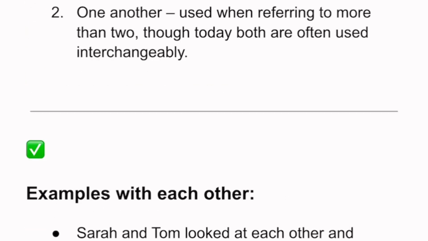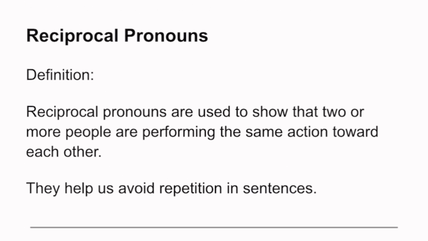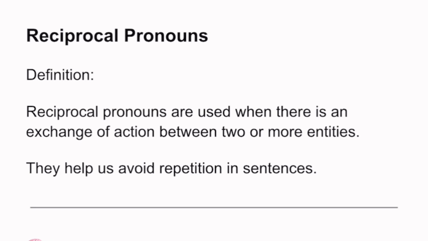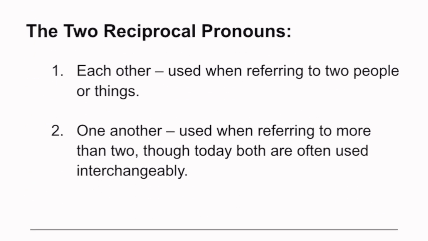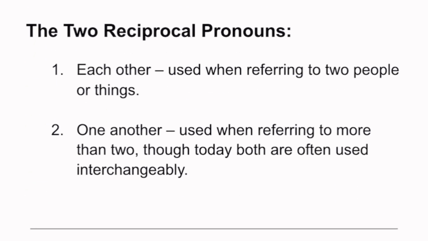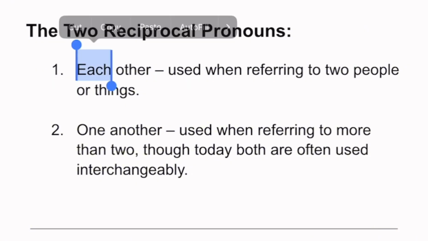Now, the next one is reciprocal pronouns. Reciprocal pronouns are used when there's an exchange of action between two or more entities. And as with other pronouns, we use them to avoid repetition in sentences. Now, we have just two types of reciprocal pronouns. We have each other and we have one another.